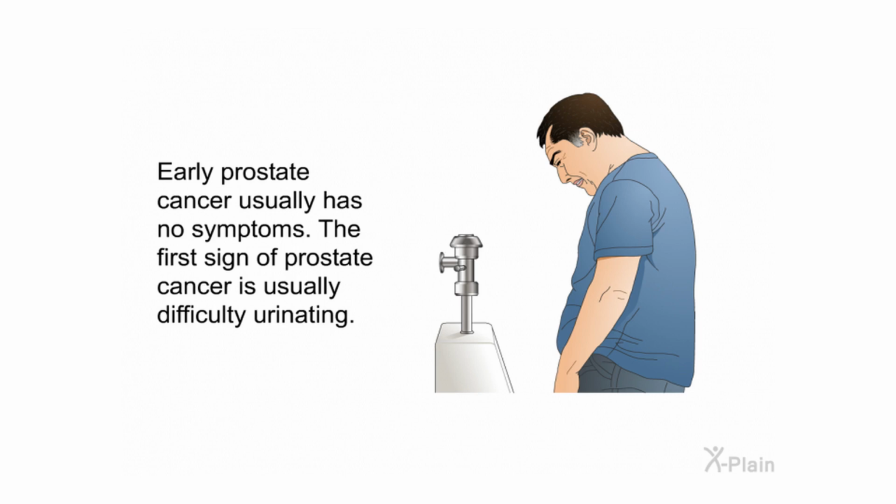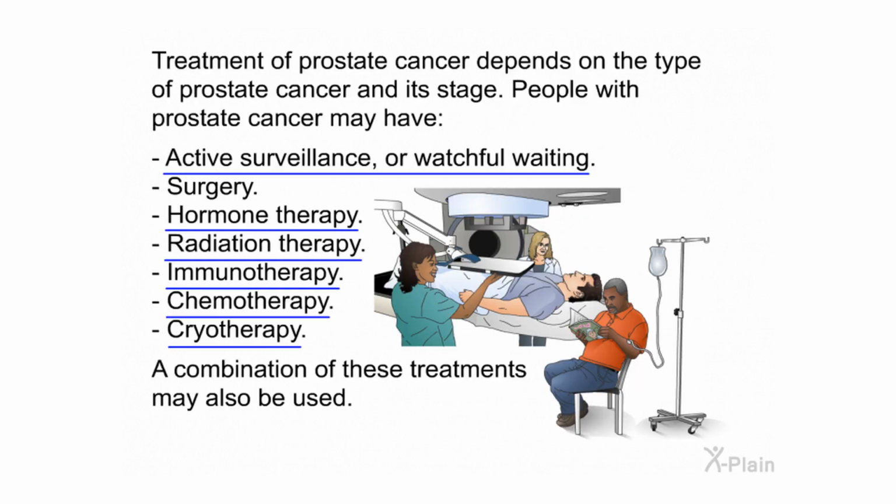Early prostate cancer usually has no symptoms. The first sign of prostate cancer is usually difficulty urinating. Treatment of prostate cancer depends on the type of prostate cancer and its stage. People with prostate cancer may have active surveillance or watchful waiting, surgery, hormone therapy, radiation therapy, immunotherapy, chemotherapy, cryotherapy. A combination of these treatments may also be used.